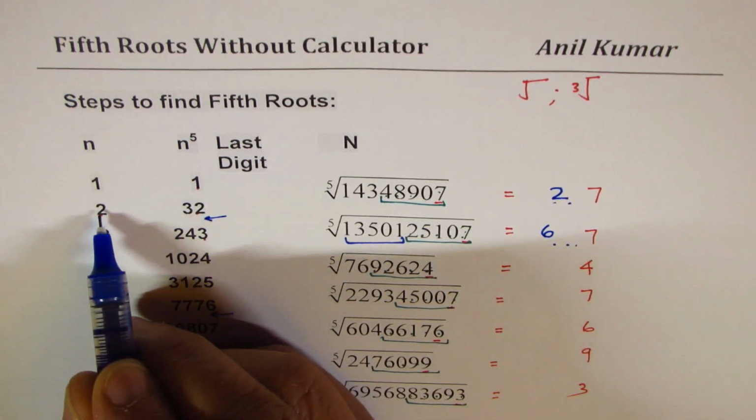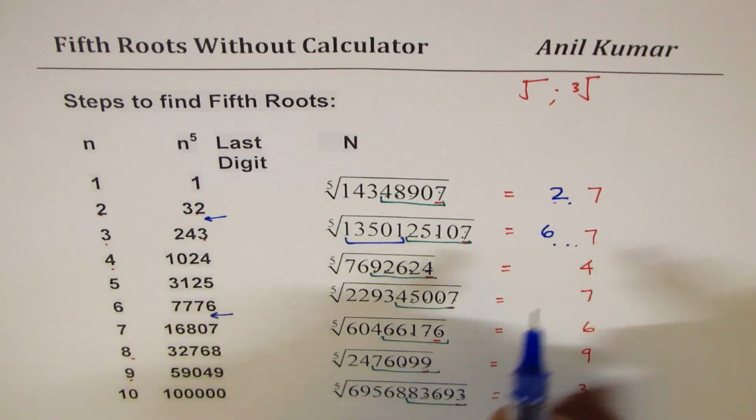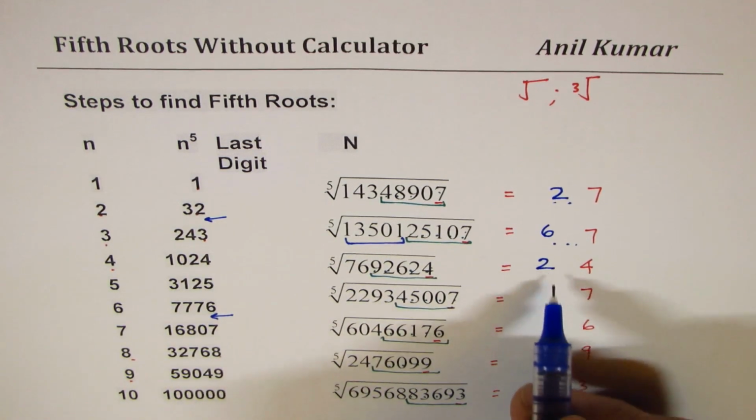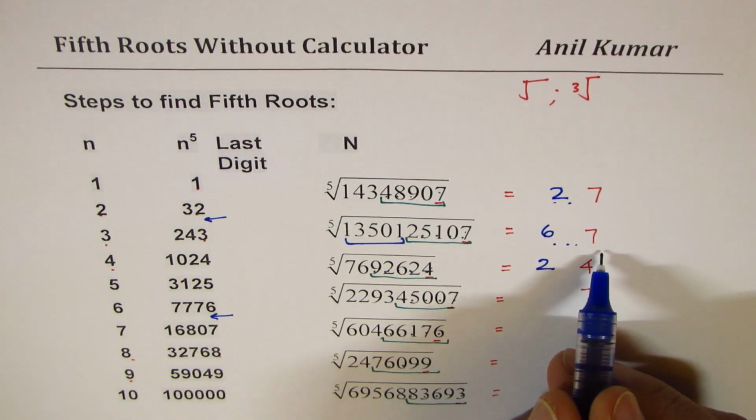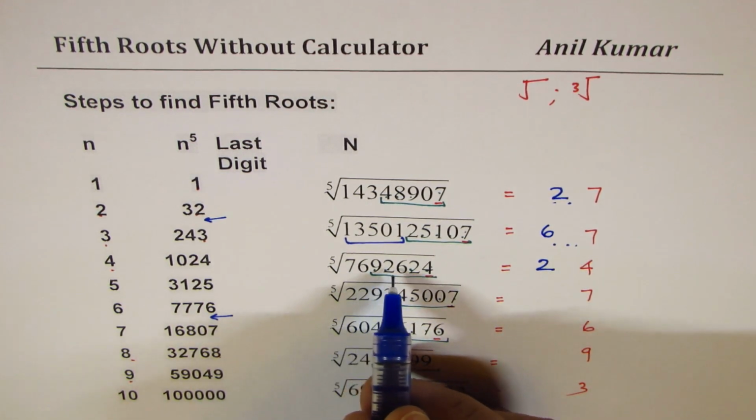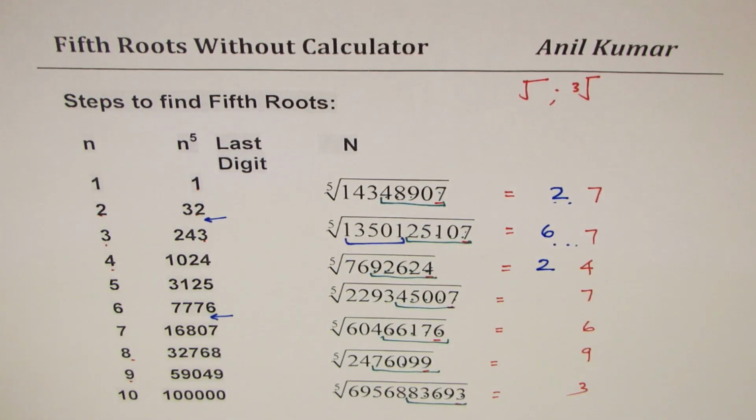Next group, the number is 76. 76 is above 2, below 3. So this number should be 2, right? So 24 to the power of 5 is 7692624. So I hope you got the process of doing it.